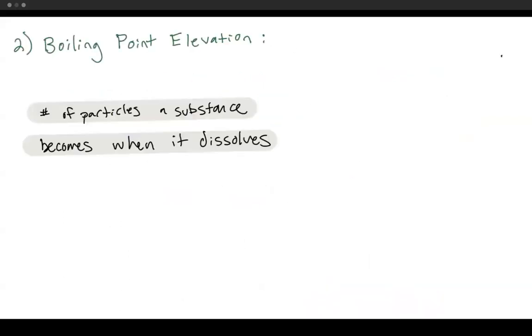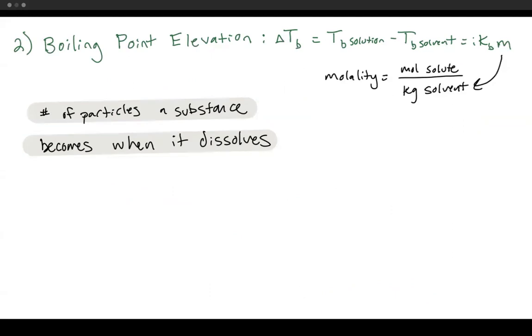Okay, so now let's think of boiling point elevation. Here's our equation right there. The change in temperature is the temperature of the solution minus the boiling point temperature of the solvent, equals i K b m. So again, a lot of things in that equation.